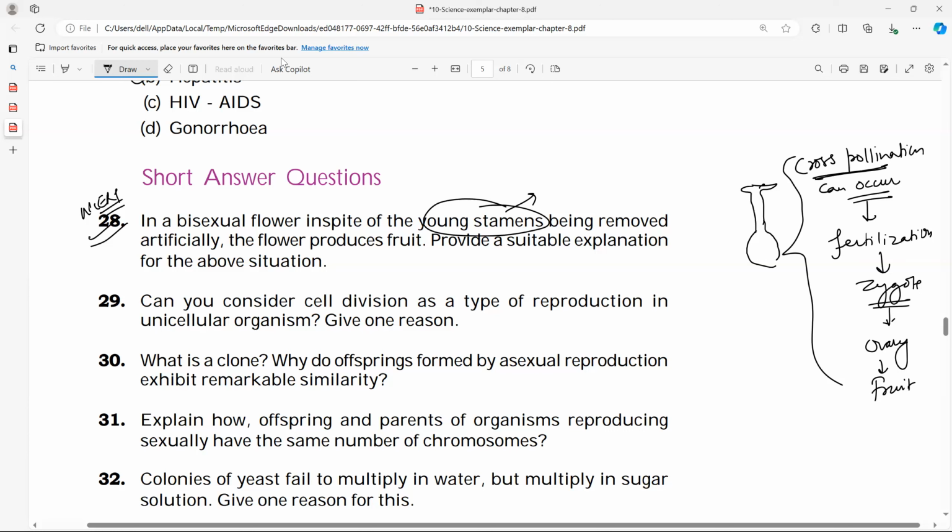Write question number 28 in your copy. Only write this: In bisexual flowers, if young stamens are removed, then write up to here. Only this portion. Provide suitable explanation, don't write it, we just need to know that. I will check everybody's copy if you are not writing this. I will check at the end whether you are writing these answers or not.